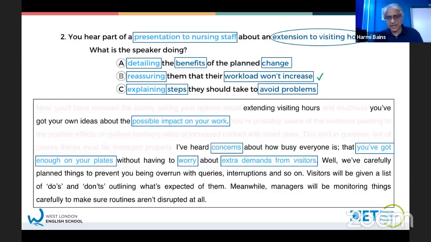For the rest of the audio, the speaker was just trying to tell them they've got nothing to worry about. They've carefully planned things so that the staff won't be overrun with queries or interruptions. Visitors have been given a list of do's and don'ts, and managers will also be monitoring things to make sure that routines aren't disrupted. So when you look at it that way, you can see with the gist, the general idea of the listening, what is the speaker doing? Well, the speaker is reassuring the staff that their workload won't increase. Not really option A, there isn't a lot there, and also option C as well. So quite tricky, that question.